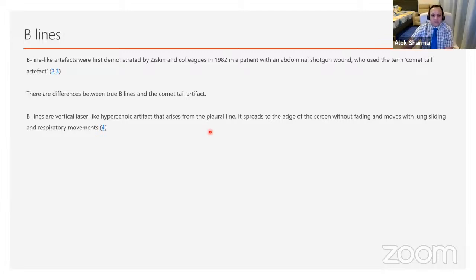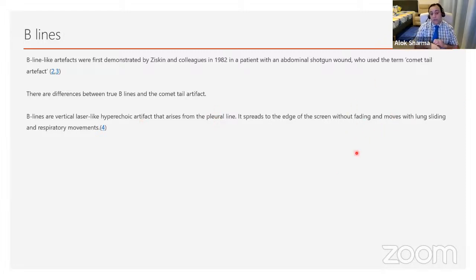I cannot emphasize this enough. It will always go through the edge of the screen to the bottom, and it should not fade. The other thing is it will move with lung sliding and respiratory movements. Let's say you're having an argument with your colleague about whether these are B-lines, comet tail artifacts, or B-line mimics, as I will subsequently explain. Then what you should have is the origin from the pleural line, them coming right down to the bottom, and them having lung sliding: three characteristics.